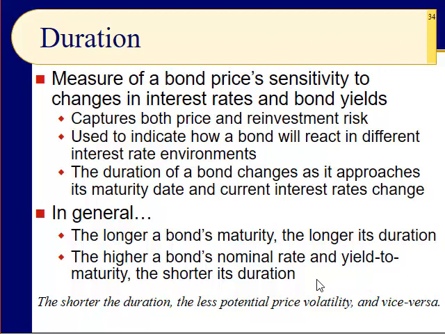In other words, if there's a potential for things to go wrong, right? The shorter the duration, the less potential price volatility, and vice versa. So if you're really worried about bond prices falling, you'd want a shorter duration bond.